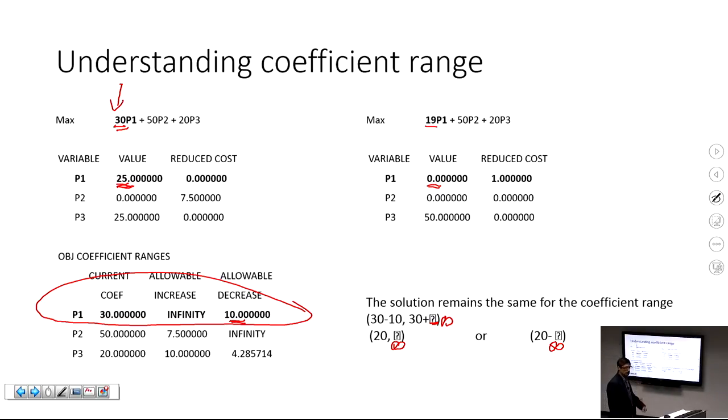So try doing this in Lindo. Your change needs to be out of that range. So minus 19 is out of this range of 20 to infinity, and that is how you got a change in the solution. All right.